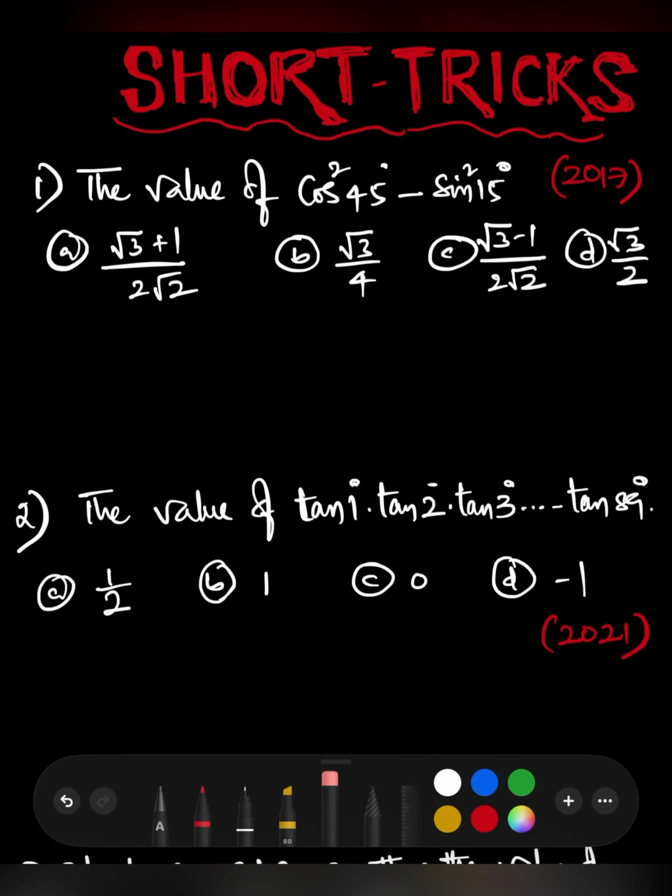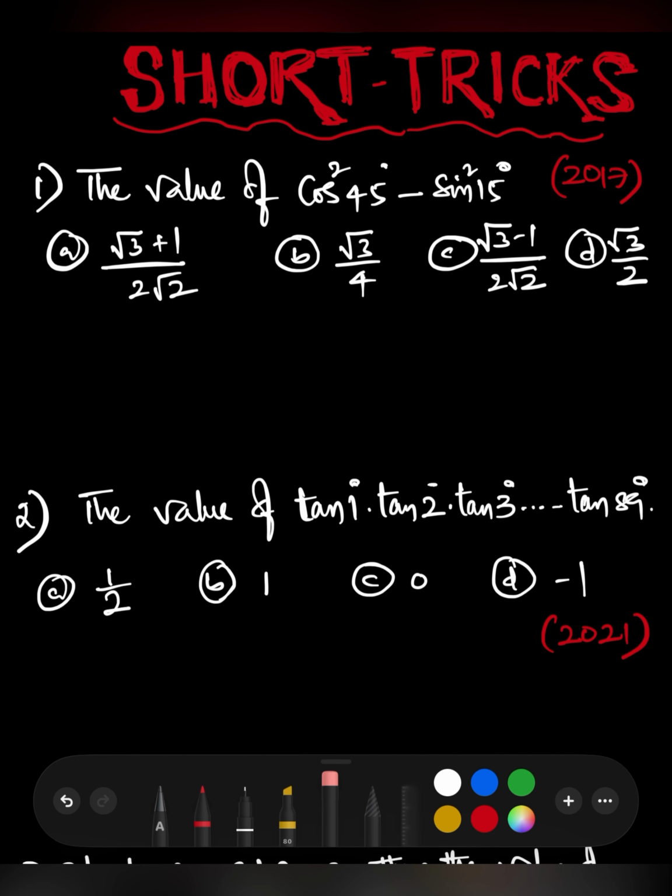Hi students, today we will discuss last moment revision short tricks and shortcuts in trigonometry, which is very useful for your KCET exam. Now coming to the previous year questions. This is the first question: the value of cos square 45 minus sin square 15.